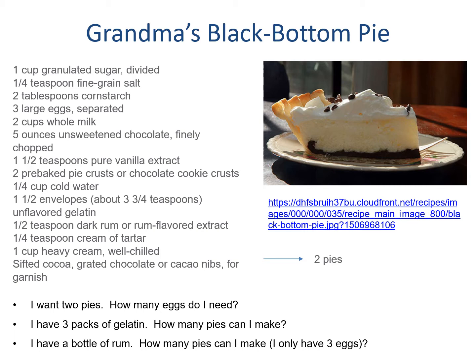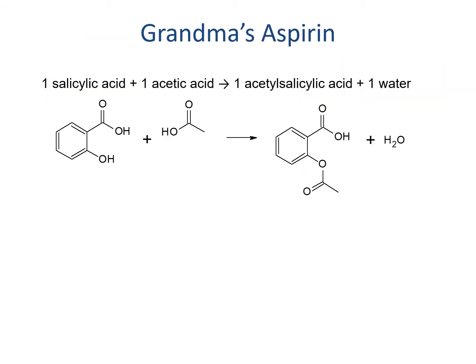So if I have a bottle of rum, that's more than enough for a recipe. But if I only have 3 eggs, I'd say that the eggs are a limiting ingredient, only allowing me to make 2 recipes regardless of how much rum I have. All that leftover rum will be just left over. Turns out if you aren't careful with all that leftover rum, you might need some aspirin.